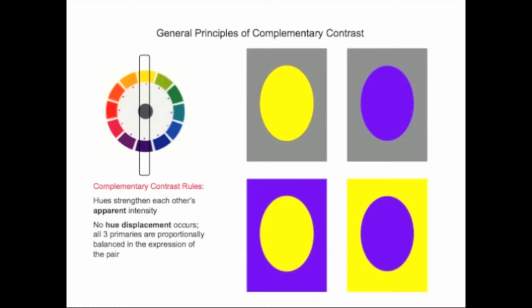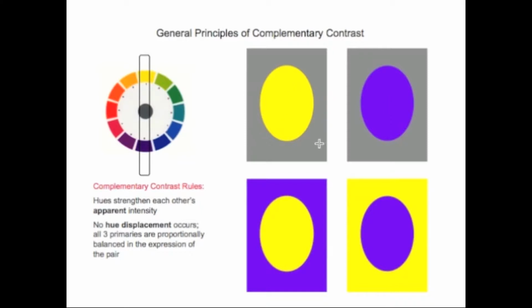So with complementary contrast, the hues are going to strengthen each other's appearing or apparent intensity, and there is no hue displacement. All 3 primaries in a complementary pair are proportionally balanced. So between the yellow and the violet, we have yellow and red and blue, and they are equally proportioned, so there's nothing that has to be added or adjusted to make sure that we're in balance.